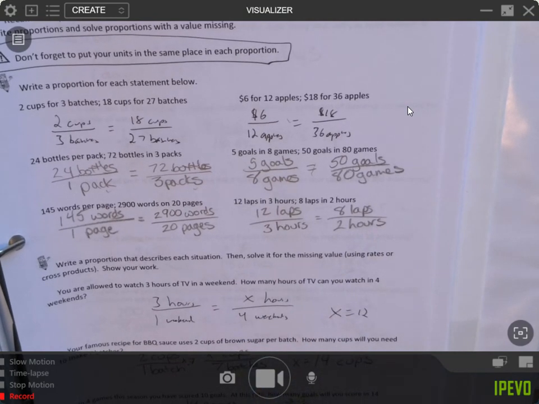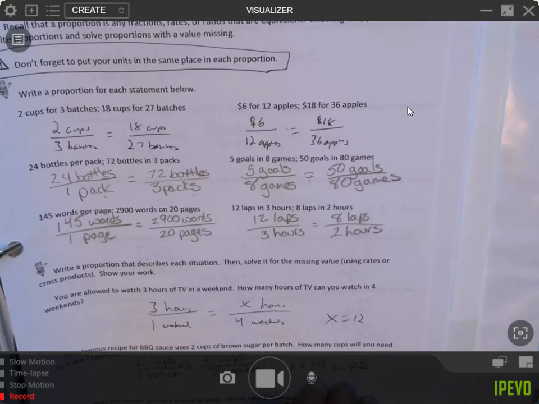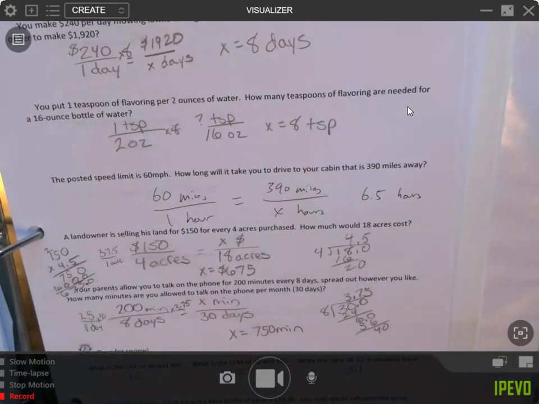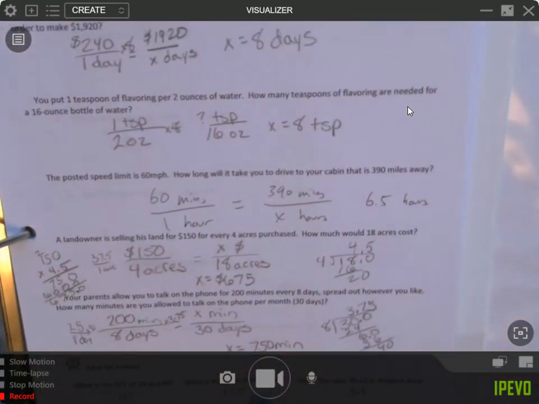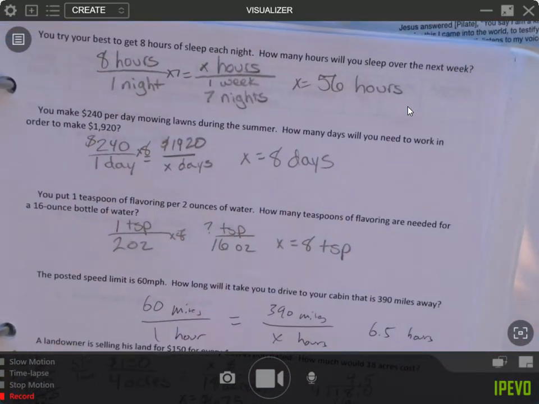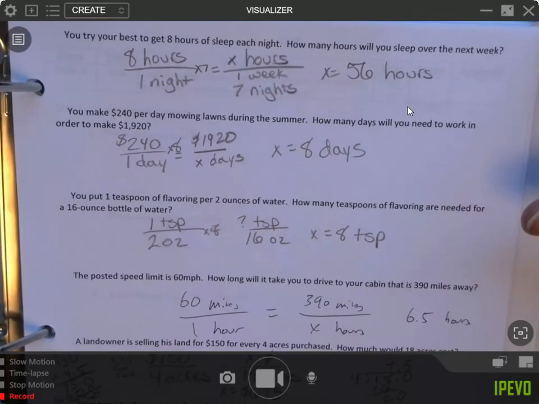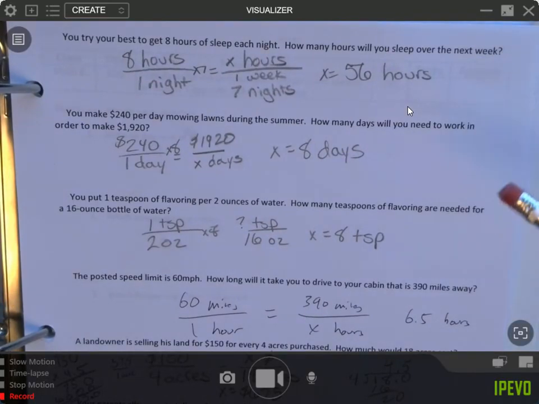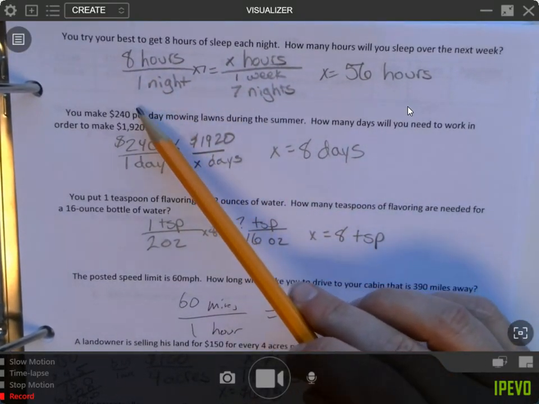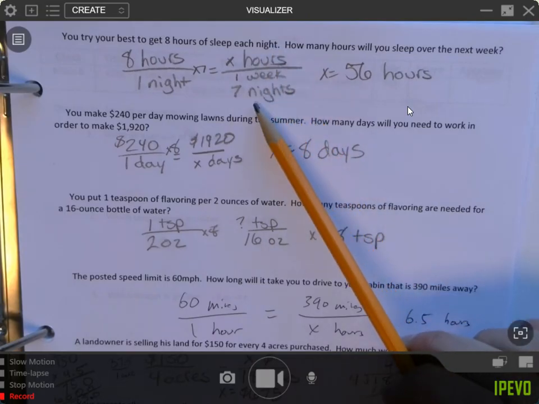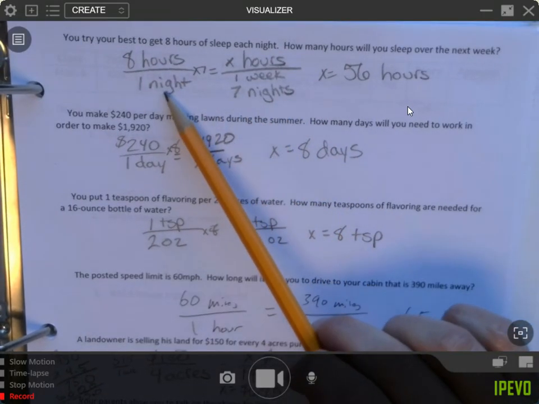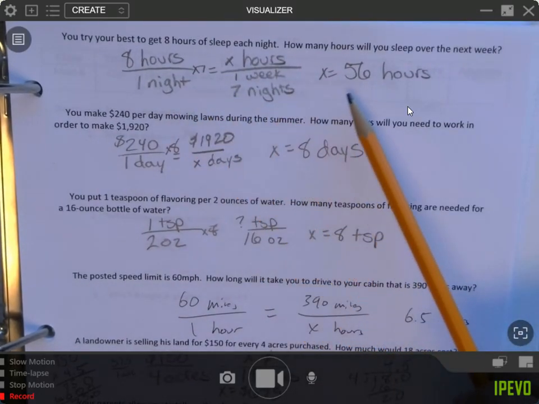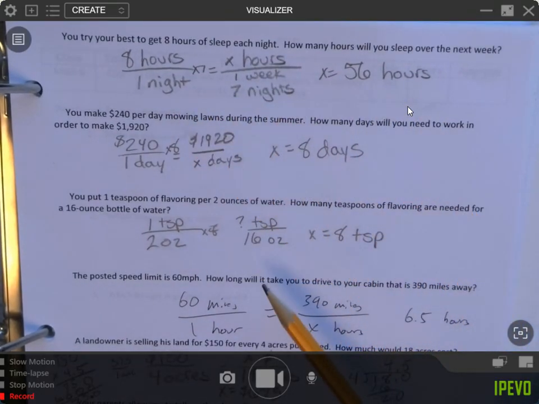We did the bottom ones together, correct? Pretty sure we did all the ones on the bottom together. So let's look at our second page. Second page is when we're actually solving those proportions. So that first one we did together, 8 hours in 1 night. How many hours in 7 nights? Because 1 week is 7 nights, we need to convert. So our labels match, and that was 56 hours.